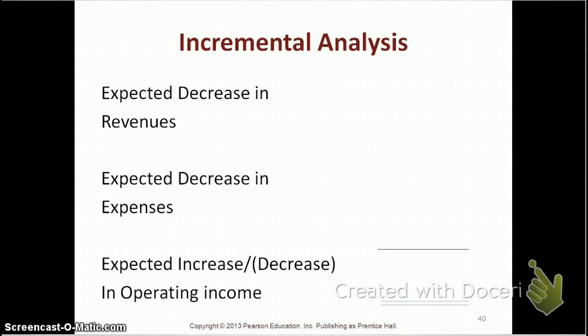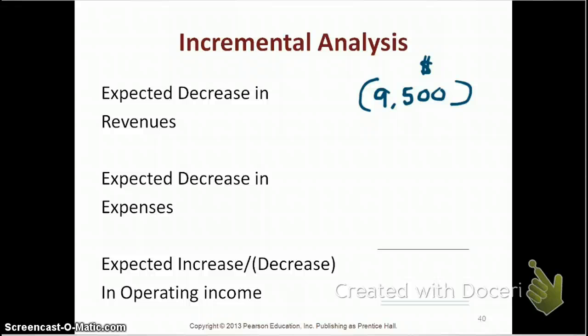Your incremental analysis would look like this. You would have an expected decrease in revenue when you drop the blankets line. You would also expect a decrease in expenses, this would be a cost saving. And then you would take into account whether the expected increase or decrease in operating income results from those two items. First, let's take a look at expected decrease in revenues. If we drop our blankets line, currently it's earning a revenue of $9,500, so we would expect a $9,500 decrease in revenues.